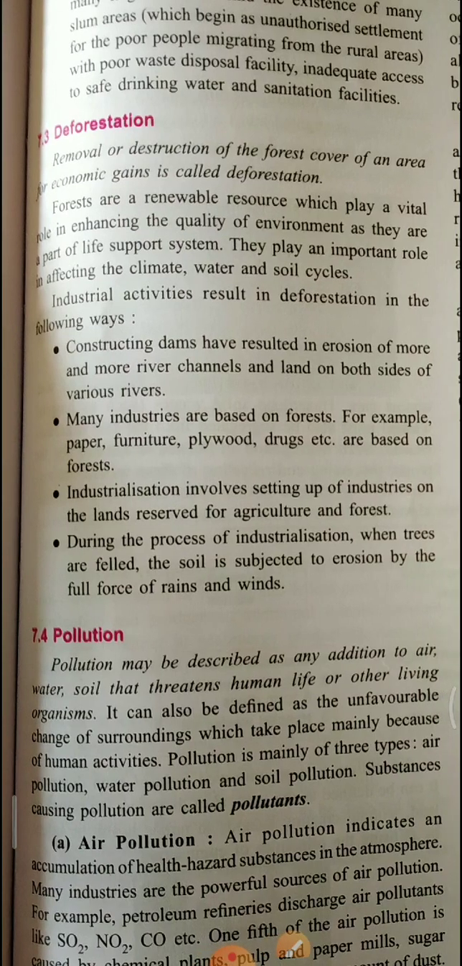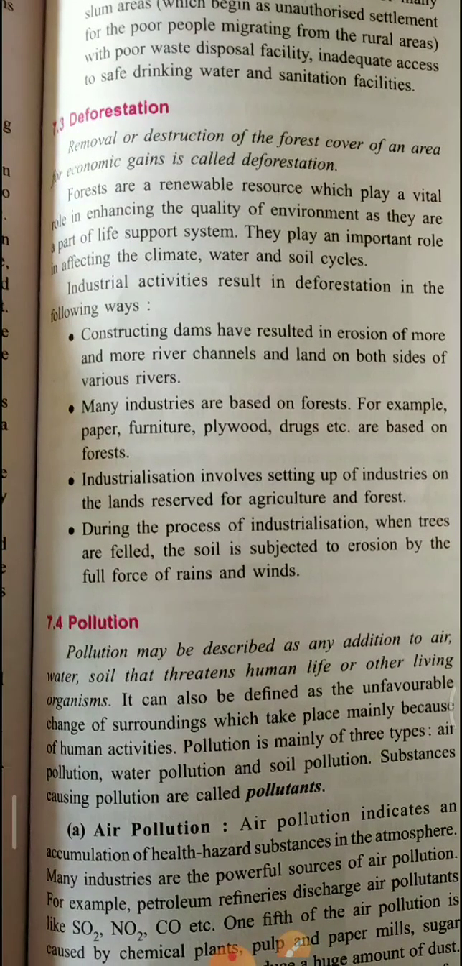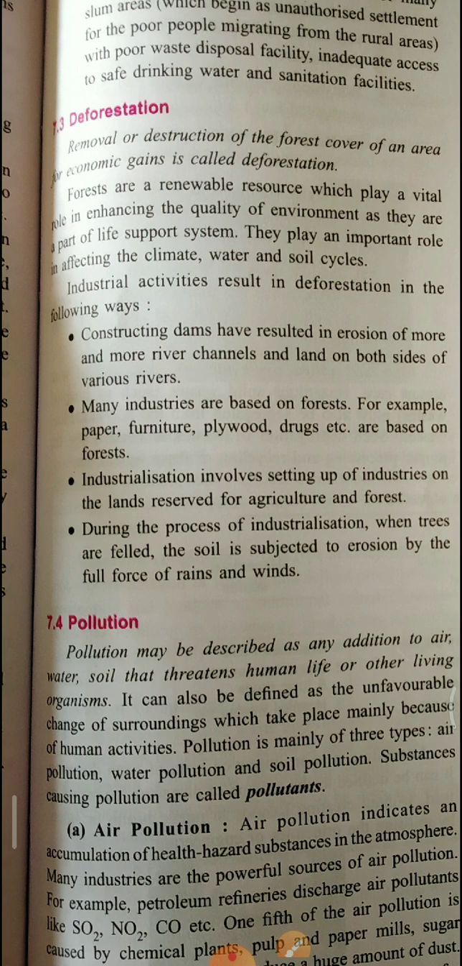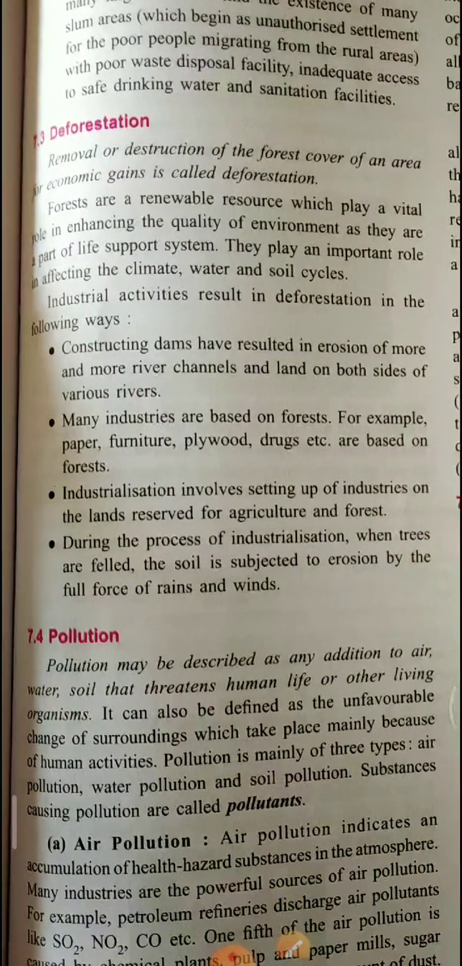Forests are renewable resources which play a vital role in enhancing the quality of the environment as they are a part of the life support system. They play an important role in affecting the climate, water and soil cycles. Industrial activities result in deforestation in the following ways. First one is construction of dams, which has resulted in erosion of more and more river channel and land on both sides of various rivers. Okay, many industries are based on forest. For example, paper, furniture, plywood, drugs, etc.